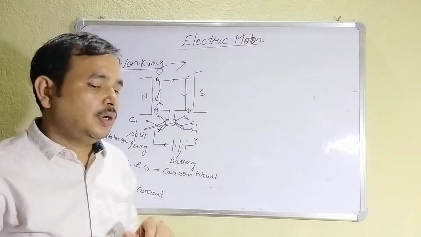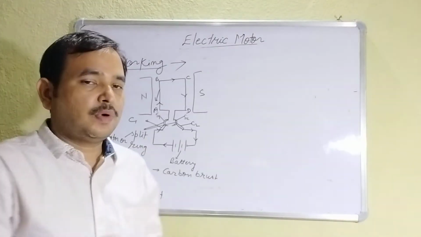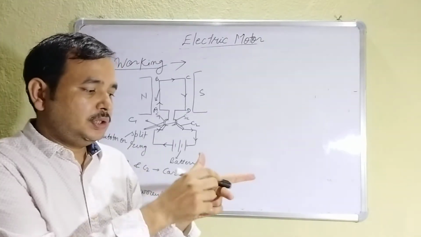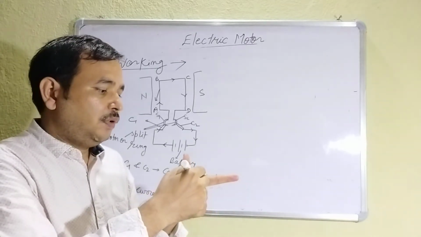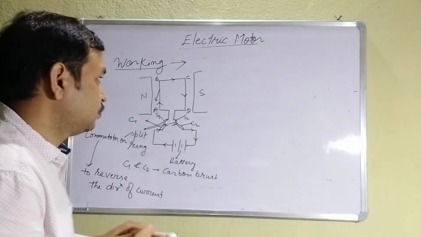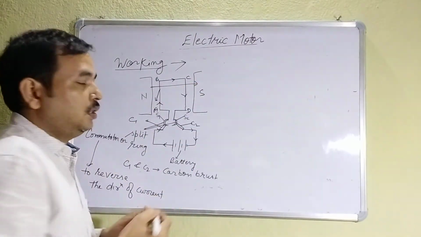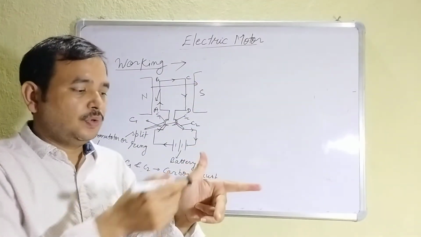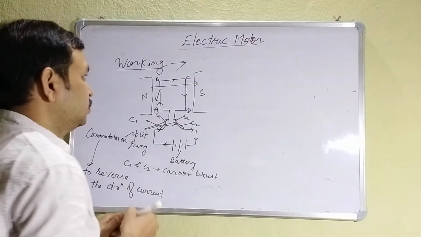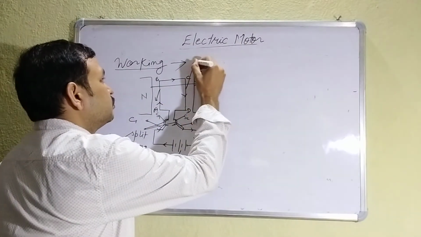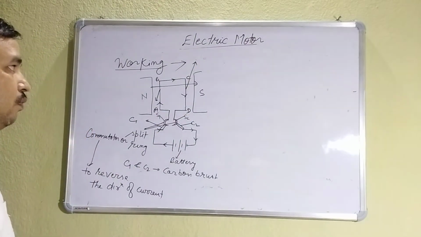Now second, DC, current is returning back from D to C. So current is in this direction. Magnetic field always from north to south. So what is the direction of force here? Upward. So upward. Clear? Now what will happen?